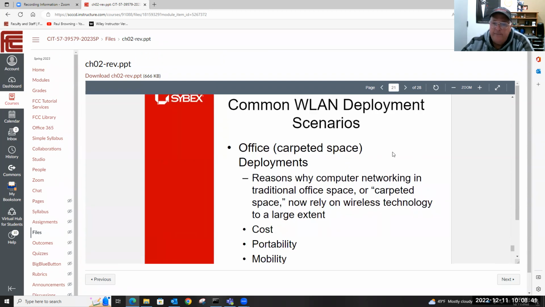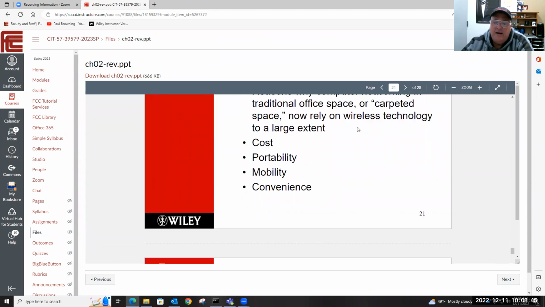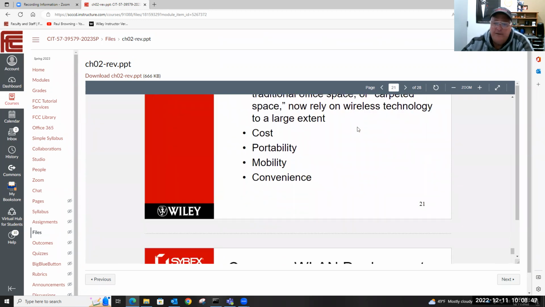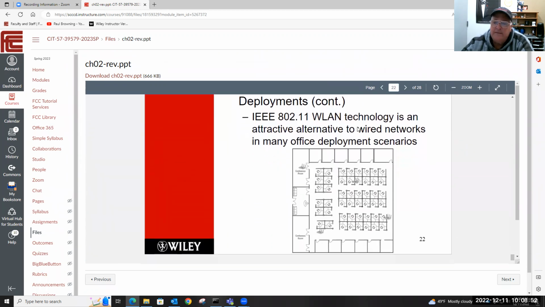Common deployment scenarios, what we call, again, offices or carpeted spaces. You have to deal with cost, portability, mobility, and convenience. Again, in that deployment, we would look at the standards of what we're trying to cover.